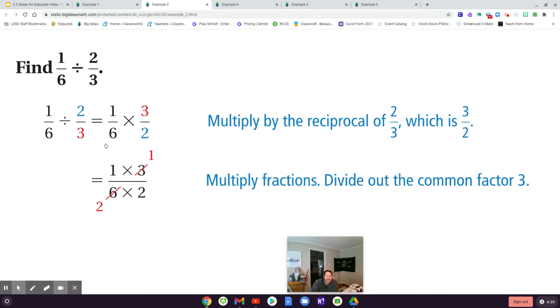Or there's this cross-canceling method, which I would highly recommend. And if you need help, come see me. So if you cancel out, divide each side by 3 on top and bottom, you end up with 1/4 as your final answer. Okay, another example.